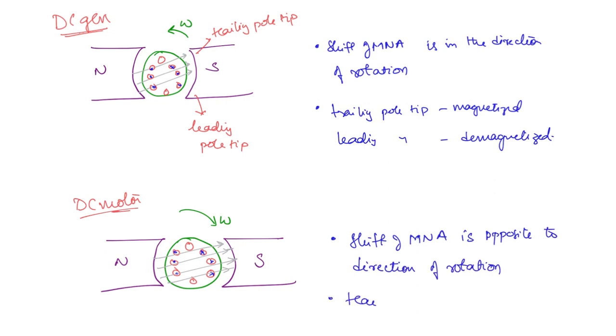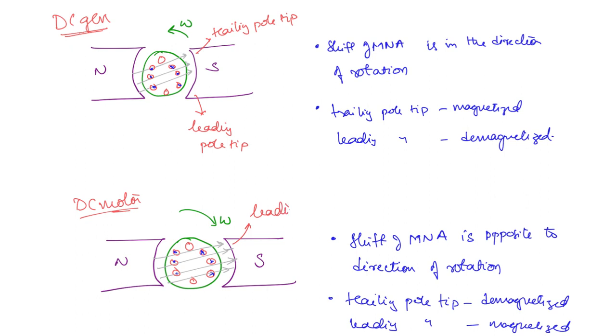And here the trailing pole tip is going to be demagnetized, whereas the leading pole tip is going to be magnetized. So you can write here, otherwise you will get confused. This is the leading pole tip, whereas this is the trailing pole tip. Whatever we discussed right now, we will try to see in a visual format.